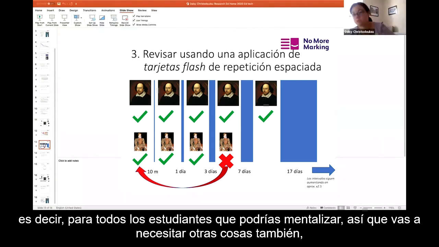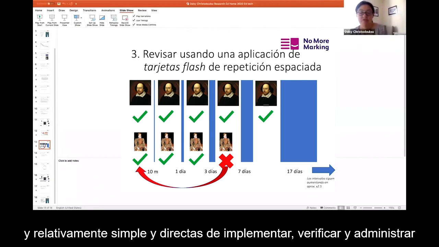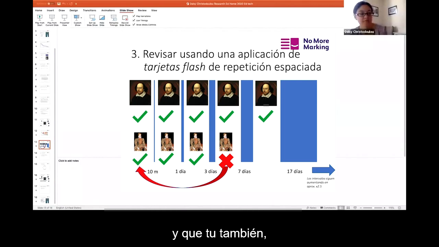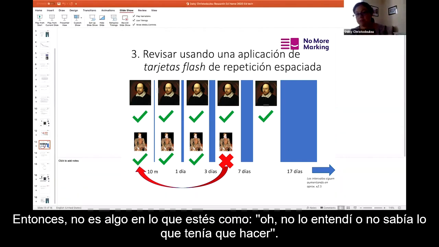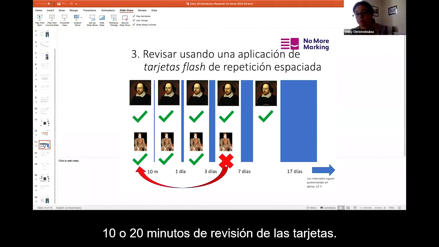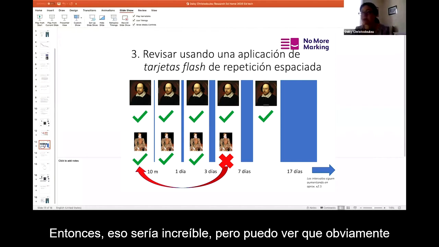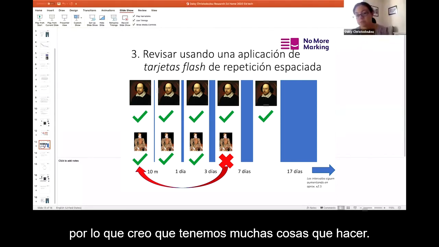For older students, you're going to need other things too, but certainly for younger students, that would be an amazing homework, and relatively simple and straightforward to implement, to check, and to administer. It would also become very easy to become a habit. So it's not something where you're like, oh, I didn't understand it, or I didn't know what I had to do. Once you set it up, it's like, okay, that's your homework every day, 10 to 20 minutes of flashcard revision. So that would be amazing. But I can see that obviously there are systems that would need to change for that to happen. But I think that would be a really nice way of doing things.